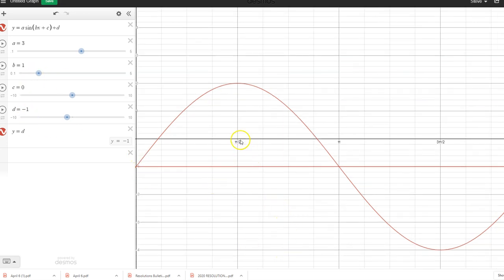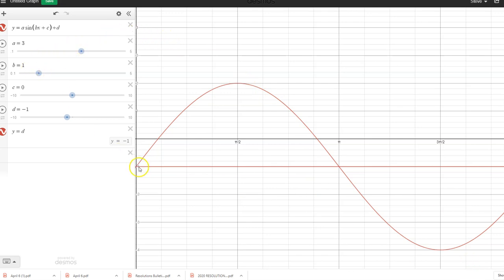D is -1, so we can see the midline is down 1 unit because I've drawn the midline in here. The amplitude, which is the distance from the midline, the a value, from here is 1, 2, 3 units. Or you can count from the max to the min, 6 units, and the amplitude is half of that. So half the distance from max to min.